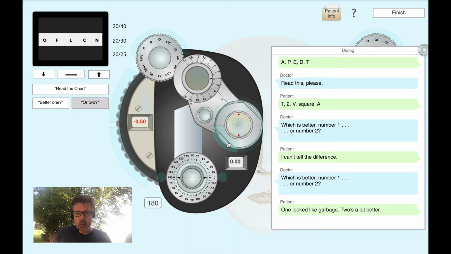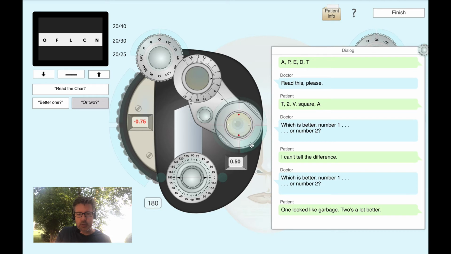Two's a lot better. Okay, so two is where we are now, and since we're doing plus cylinder, we are interested in the white dots, which are at 180. So since our axis is already at 180, let's put some plus cylinder in there. And since I just added a half diopter of plus cylinder, I want to compensate for that by adding a quarter diopter of minus sphere power. And I think, from what we're seeing so far, we're going to like this cylinder.